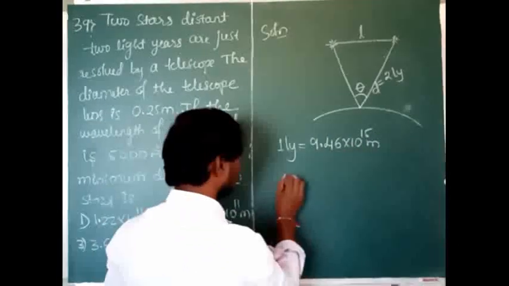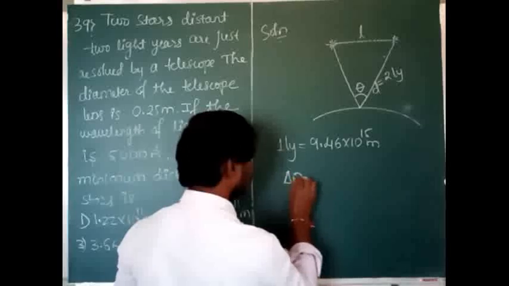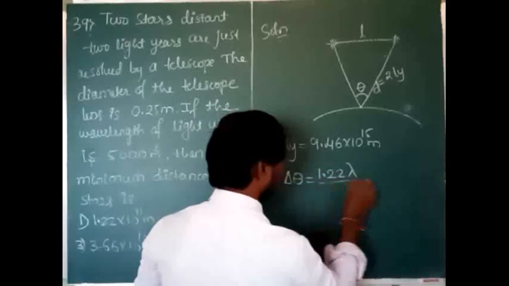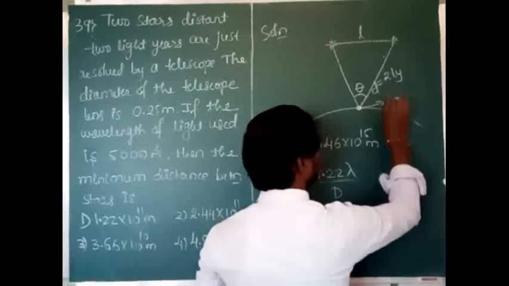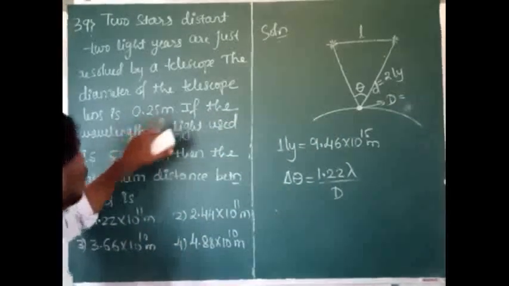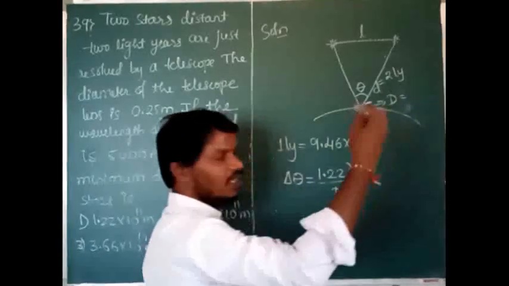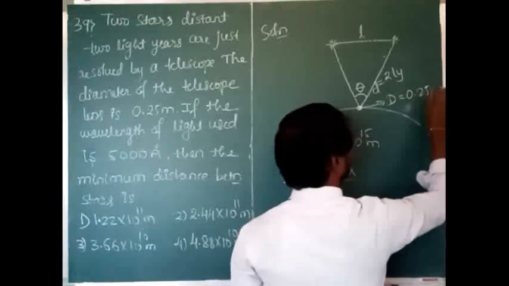The limit of resolution of a telescope is delta theta equal to 1.22 lambda divided by capital D. So what is capital D here? Capital D is the diameter of the lens of the telescope, that is 0.25 meter.